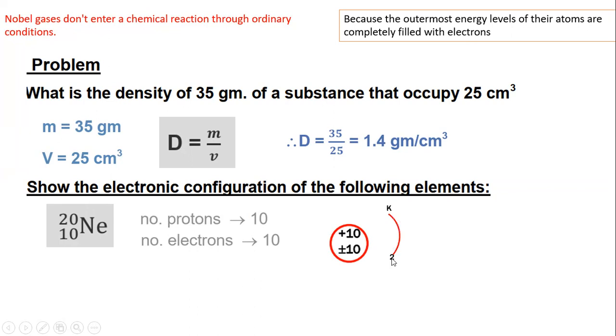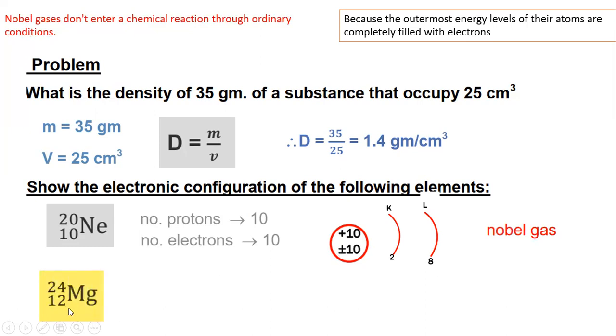So the first energy level K takes 2. The second one takes 8. So stop here. Why? Because I'm dealing with the atomic number, not the other number. You distribute the small number only. So 2 plus 8 is the number of protons, 10. So neon is what? It ended with 8, so it will be a noble gas or inactive gas. This is a noble gas.